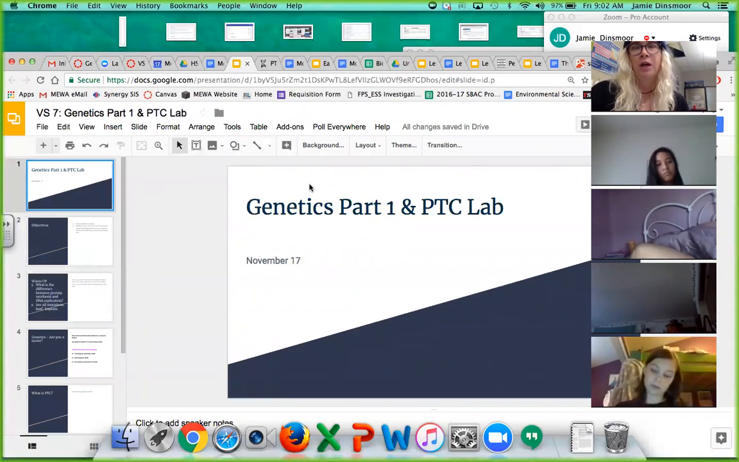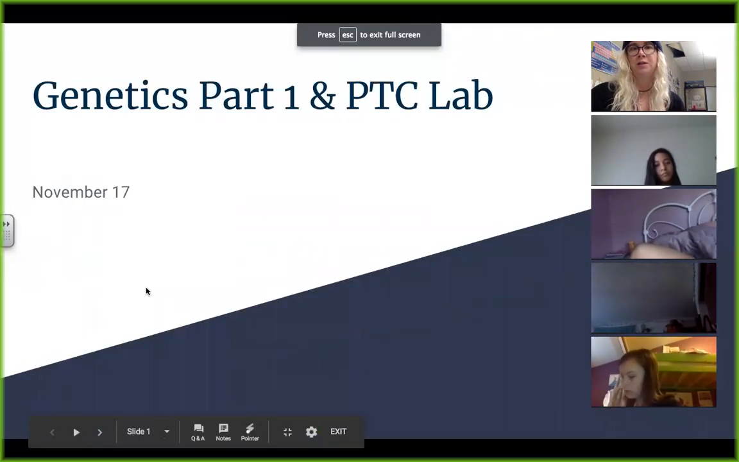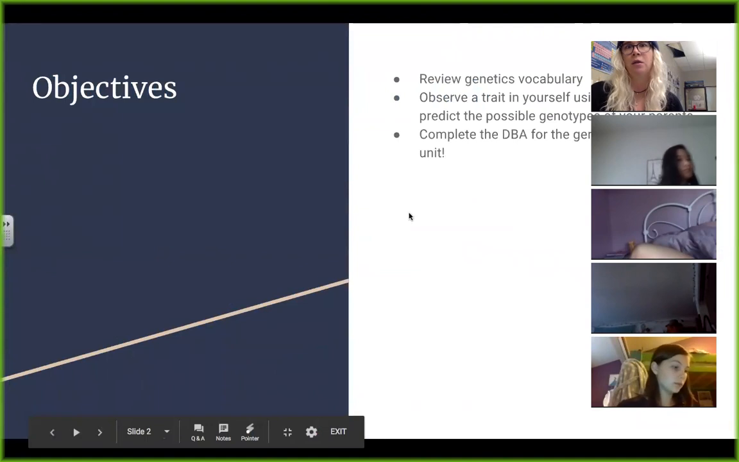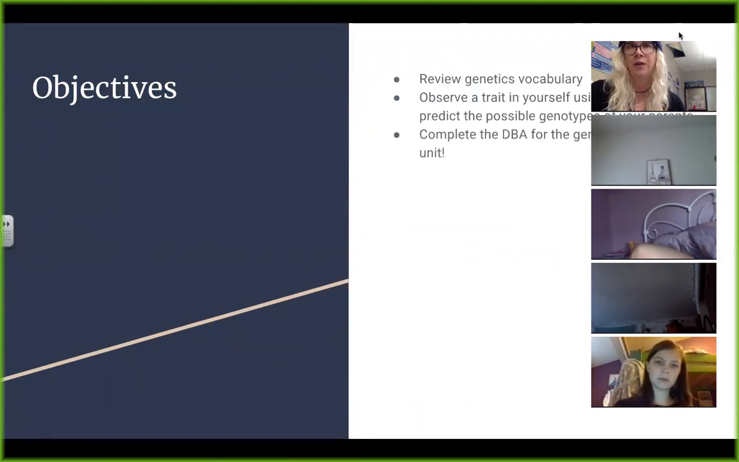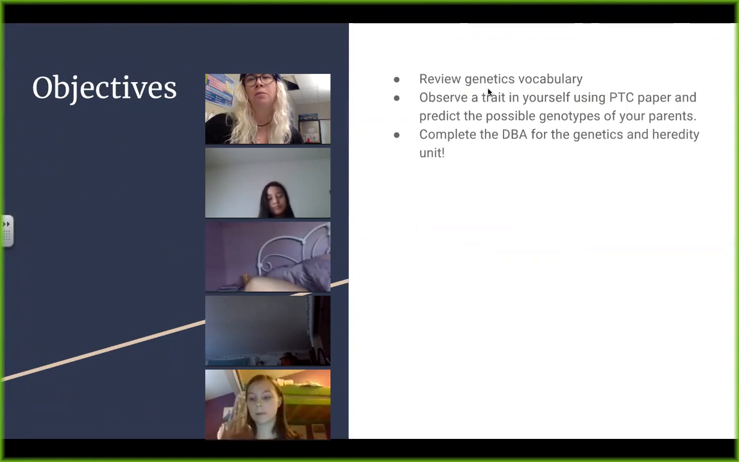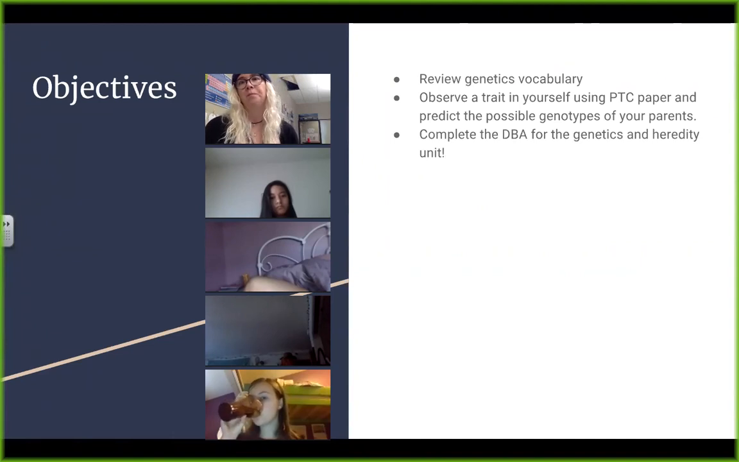So what we're going to do today is we're going to talk about your genetics specifically with the PTC paper. And I know some people have already tasted the paper when they came in. The rest of us will taste it in a moment. So we're going to review a few pieces of genetics vocabulary. We're going to observe a trait in ourselves using the PTC paper and then predict the possible genotypes of your parents. And then we're going to complete the DBA for genetics and heredity unit.